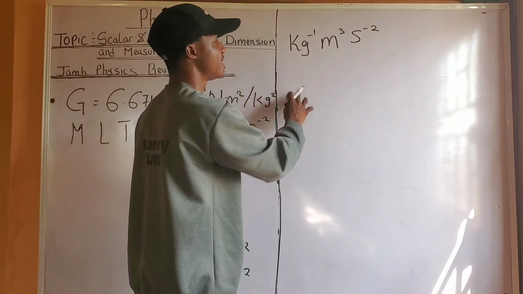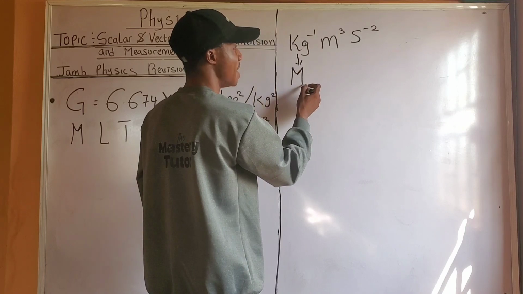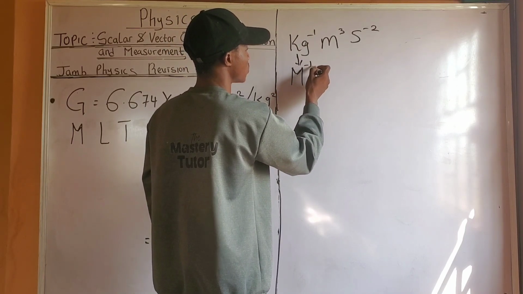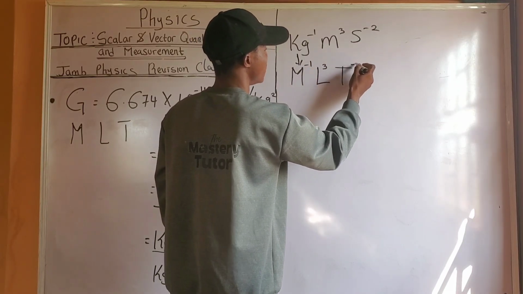Now, kilogram is for mass, you understand? So instead, I'm going to have capital letter M. Meter is for length. I'm going to have L. Raised to power minus 1, this one raised to power 3. And seconds is for time. I'm going to have T raised to the power of negative 2.